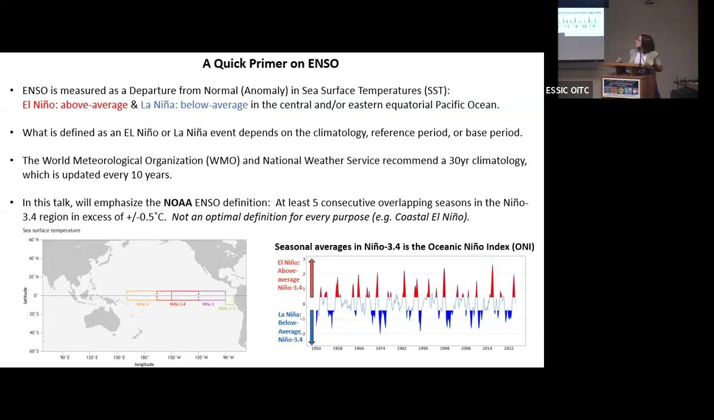And so we have to use a reference period, a base period. I use all of these things interchangeably, climatology. And this is mandated also by the National Weather Service, which is where CPC is housed. They use a 30-year climatology, which is recommended by the World Meteorological Organization. They update this every 10 years. In this talk, I'm going to be emphasizing the NOAA definition.